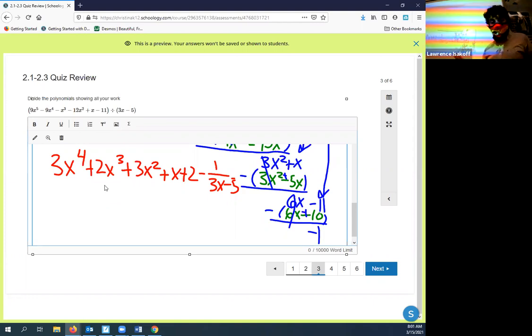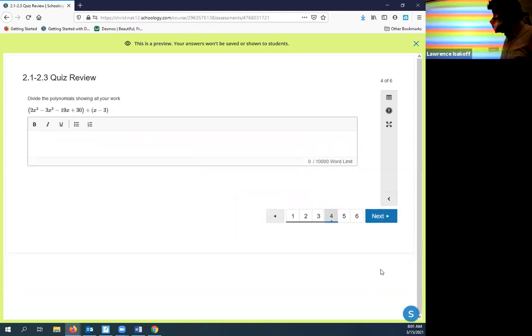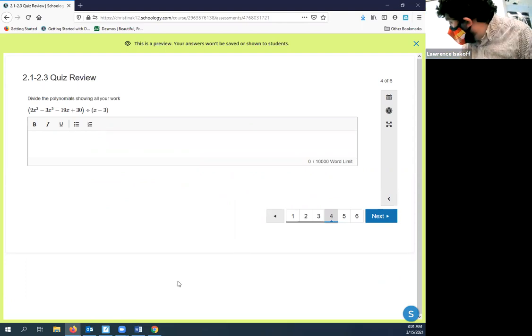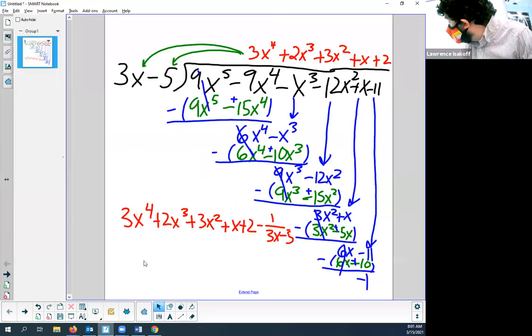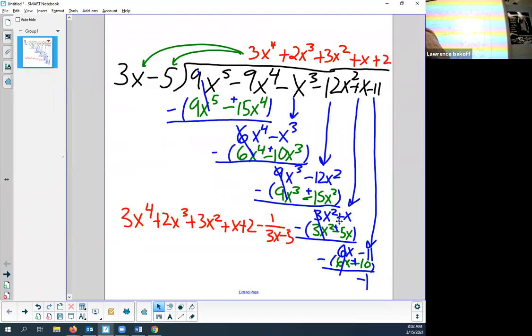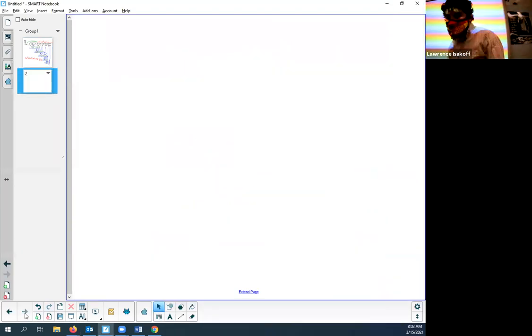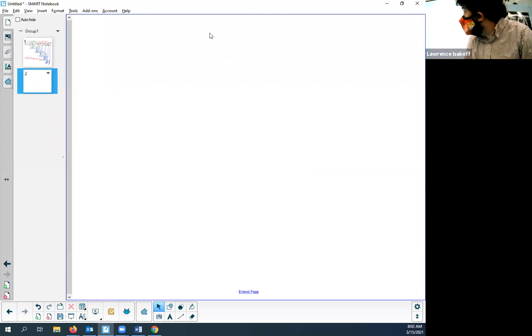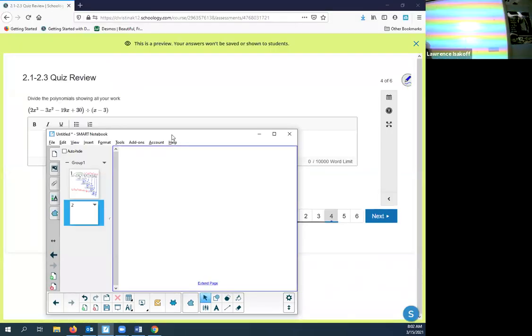That's our long problem. Let's get to the rest. This one can be done using synthetic division. So that makes life easier. I'm going to take the time to set it up for synthetic division. Then we'll go from there. Whoop. Don't need that. I just need a new slide. There we go. So this can be done with synthetic.